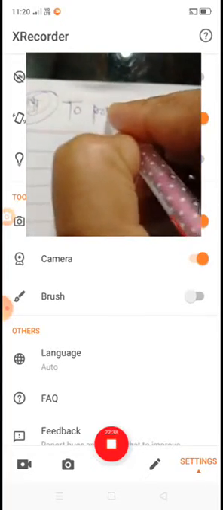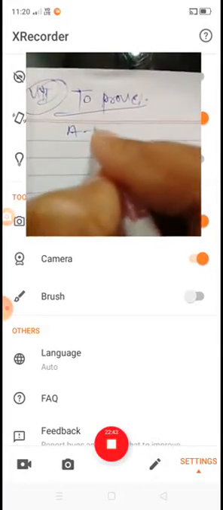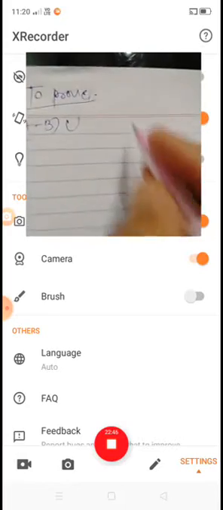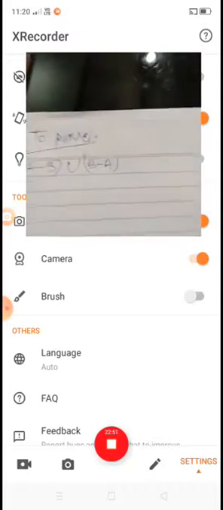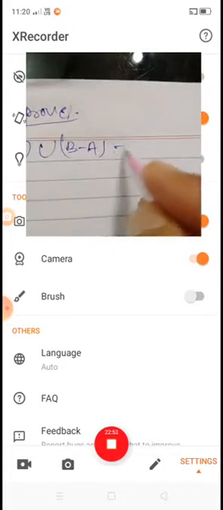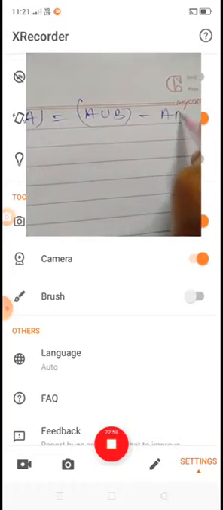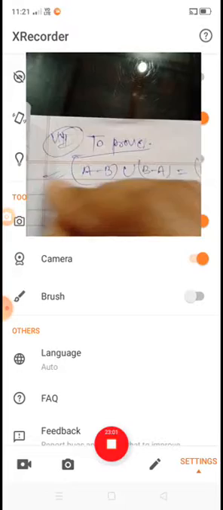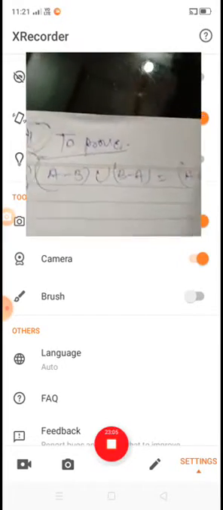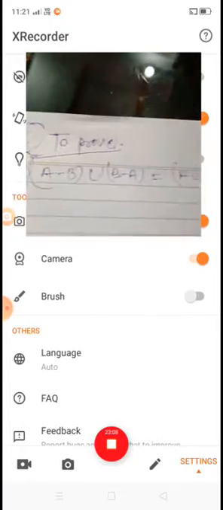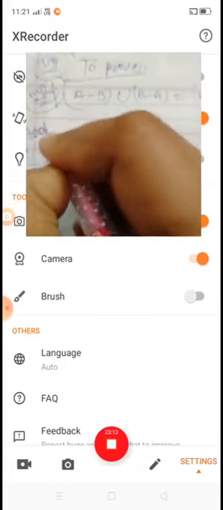Suppose that we have to prove the last one: A minus B union B minus A is equal to A union B minus A intersection B. This is a very important result. Now we discuss its proof. First of all, now we write the proof.